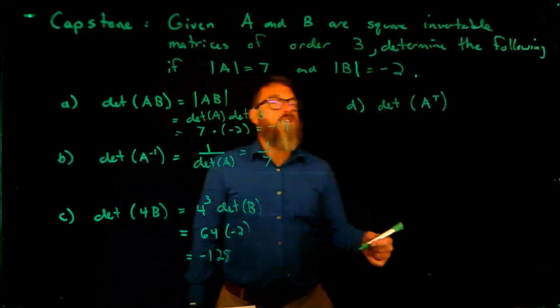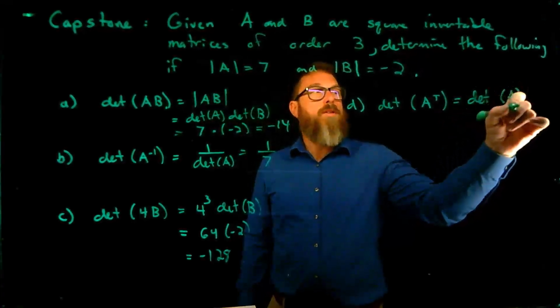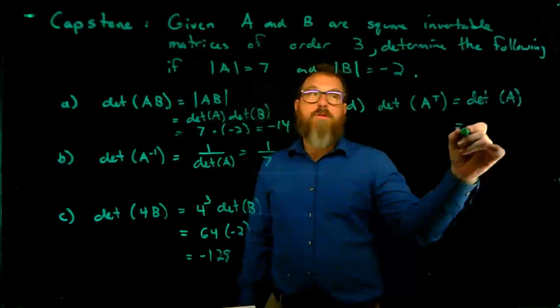And then last, the determinant of A transpose is nothing more than the determinant of A. So this is going to be equal to just simply 7.